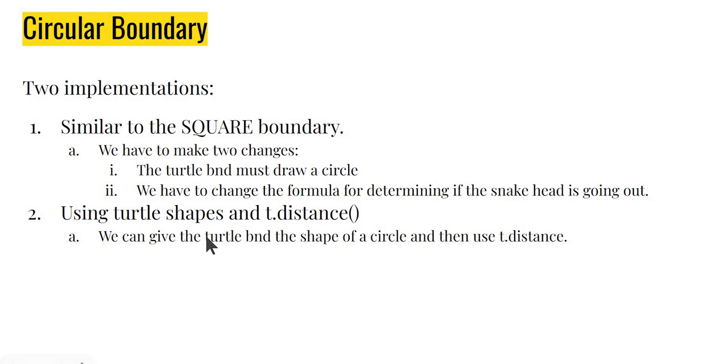But there's in fact another interesting method here, which is using turtle shapes and using t dot distance. So the way we will do this is that we will give our turtle BND itself the shape of a circle, make it quite large, and in fact that turtle itself will become the playing area. This is actually very, very interesting. Having done this, we'll just figure out the distance between the snake head and the turtle, and that can be done using t dot distance. So let's look at both these approaches. Let's look at approach number one first.